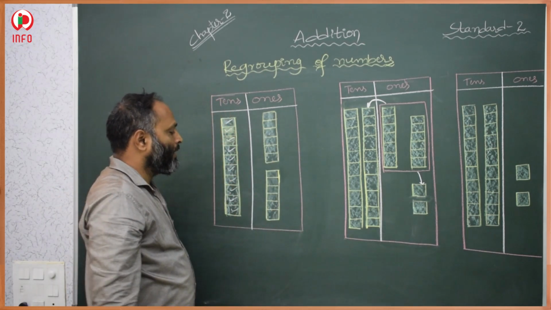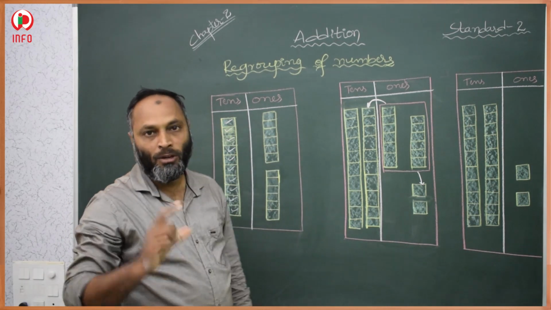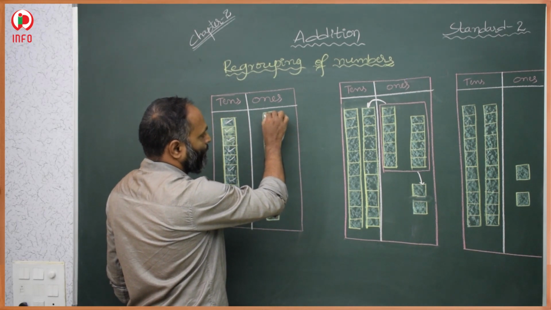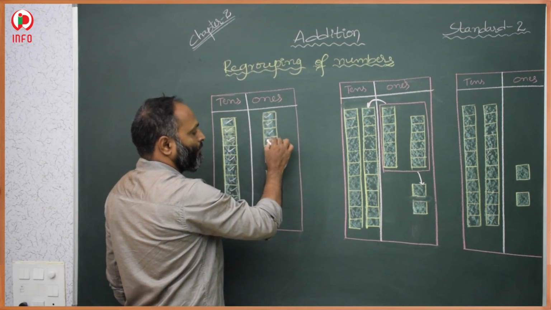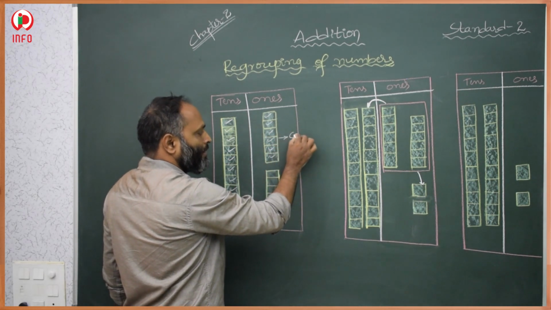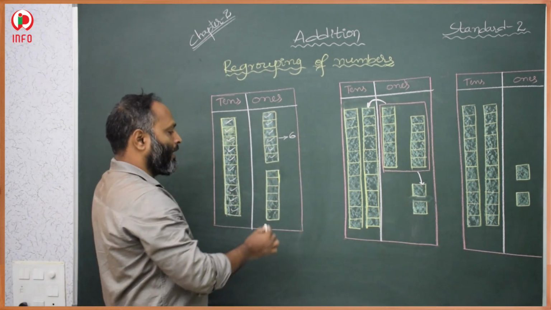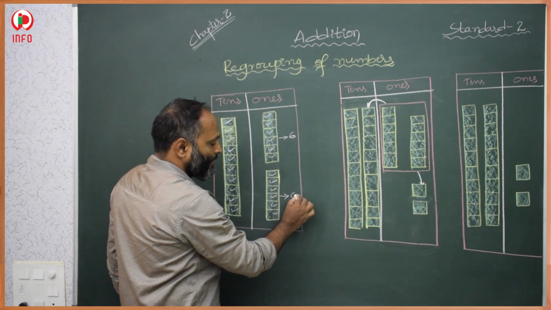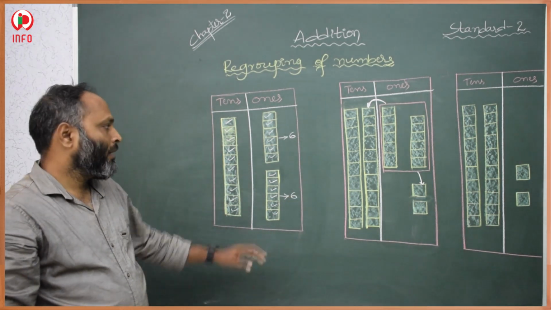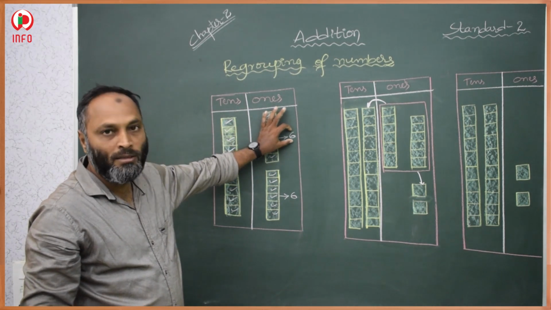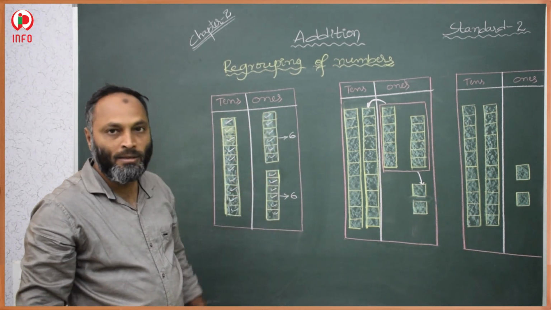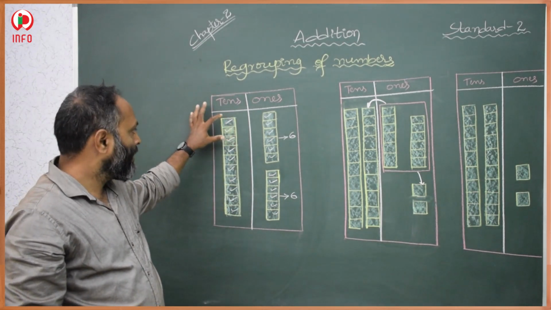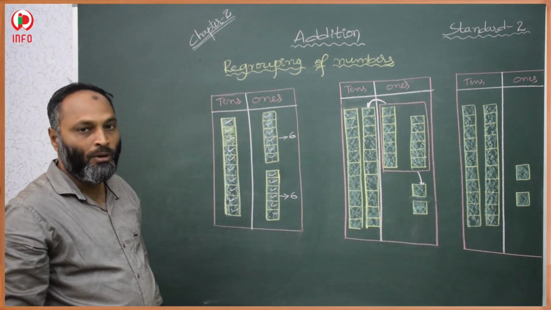In the ones place, what is there? Here two small blocks were there. In that, how many sub blocks were there? 1, 2, 3, 4, 5, 6. In this, 6 sub blocks were there, and here also 6 sub blocks were there. In the tens, 10 is there. 10 means one complete big block has 10 sub blocks.